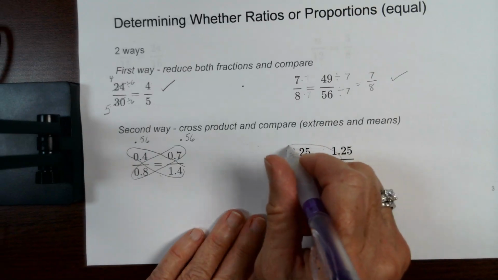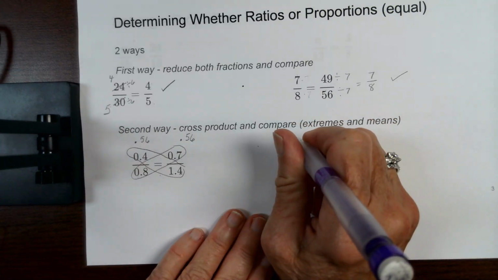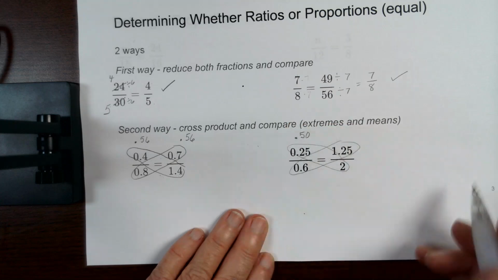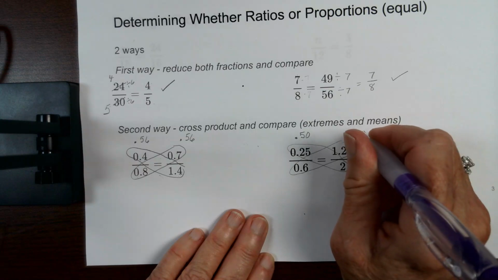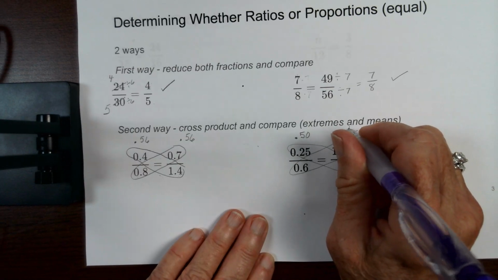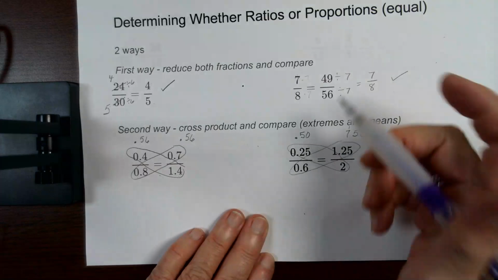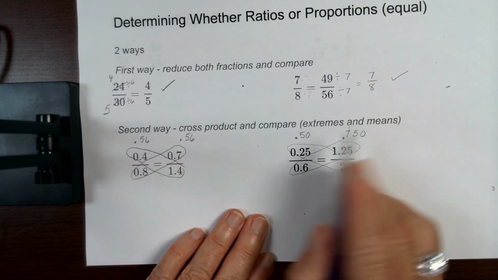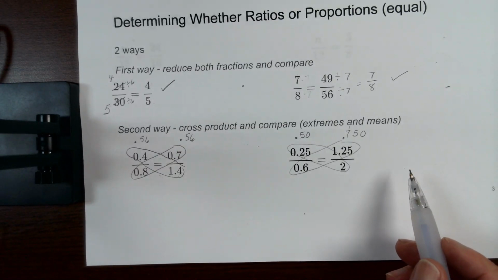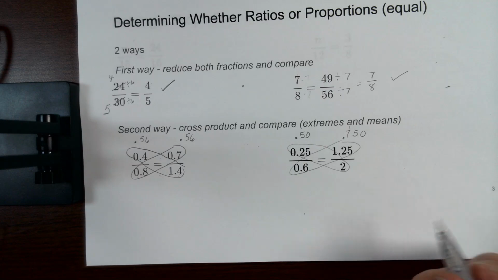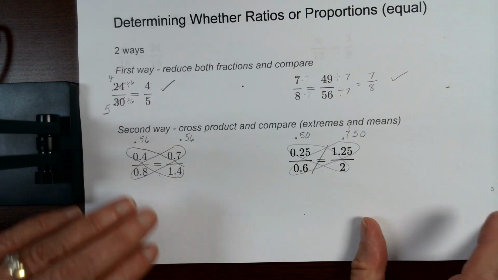If I cross product here, I'm going to have 0.50. And if I cross product here, that's going to give me 30, 15, and that's going to give me 0.75. So 0.50 and 0.75 are not equal to each other. Therefore, I can put a line through the equal sign and say that those proportions are not equal.